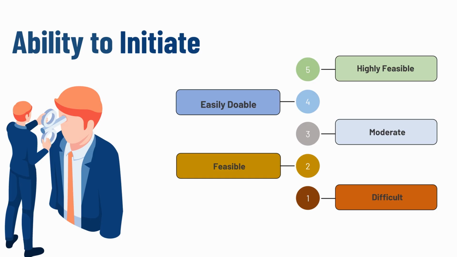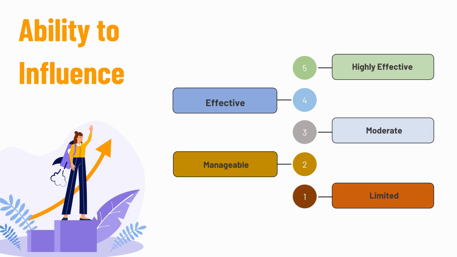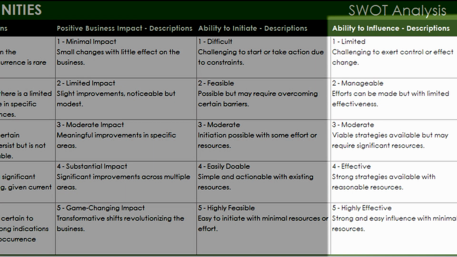Ability to initiate ranges from difficult, which is challenging to start or take action due to constraints, to highly feasible, easy to initiate with minimal resources or effort. Ability to influence ranges from limited, where it's challenging to exert control or affect change, up to highly effective, strong, and easily influenced with minimal resources.